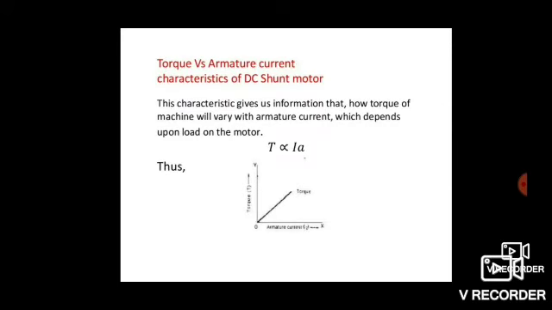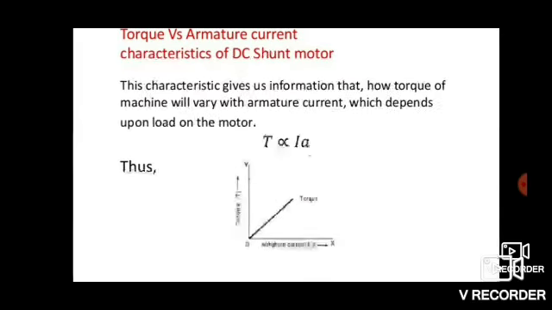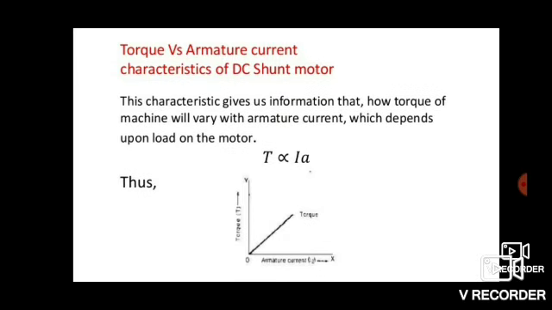First one is torque versus armature current. This characteristic gives us information on how torque of the machine will vary with armature current, which depends upon the load on the motor. Torque is proportional to Ia for the DC shunt motor. Therefore, torque and armature current are linearly varying. The x direction is the armature current and the y direction is the torque. So it is the torque versus armature current characteristics of a DC motor.